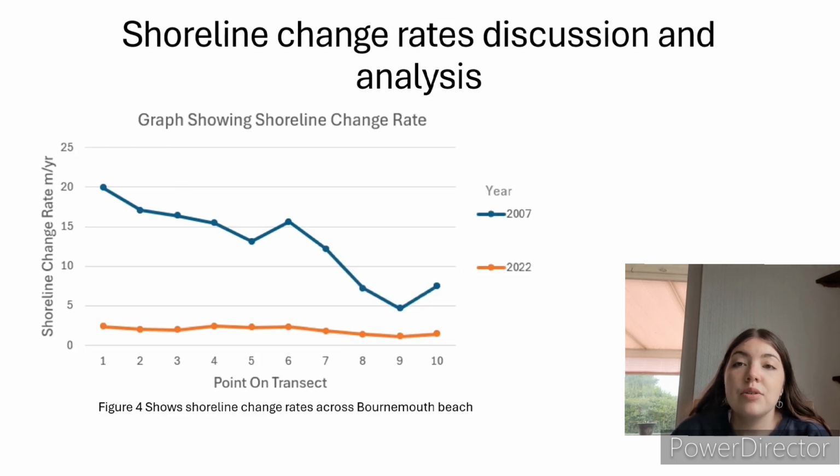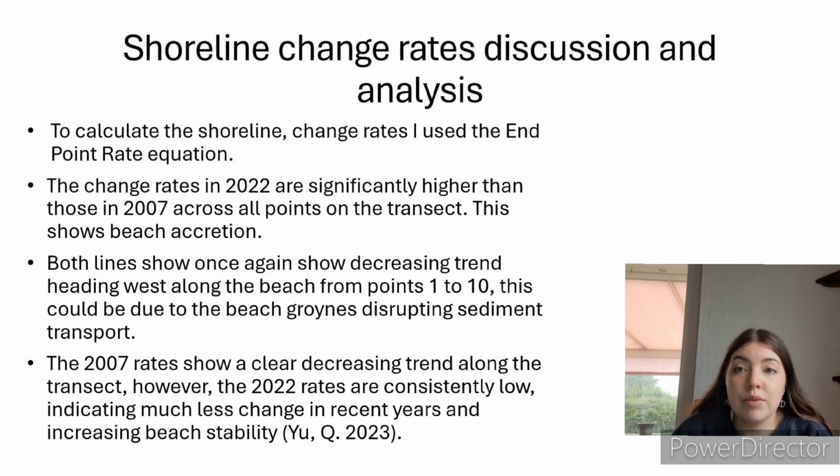To calculate the shoreline change rates, I used the endpoint rate equation. The change rates in 2022 are significantly higher than those in 2007 across all points on the transect. This can be seen in Figure 4. This shows the beach accretion. Both lines once again show a decreasing trend heading west along the beach from points 1 to 10. This could be due to the beach groins disrupting sediment transport.